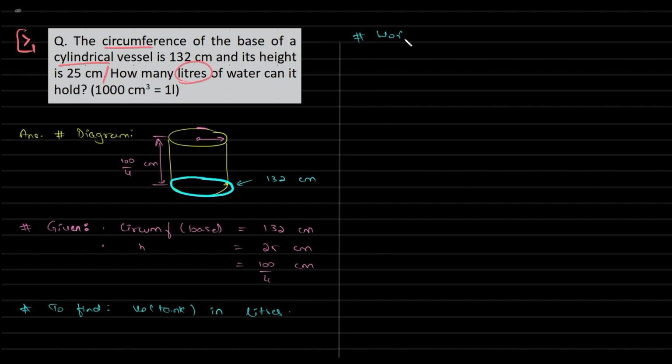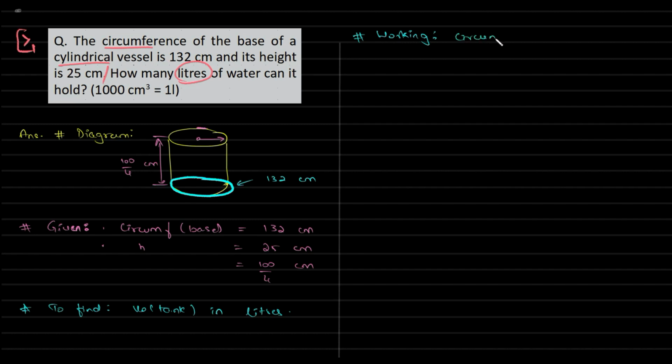Now the working, which will begin with what? Finding the radius. So here the height is given, good. The circumference is extra information which is not directly related to volume, but it has to be indirectly related. How is it indirectly related? Because it links to the radius. Find the radius from this and you are done.